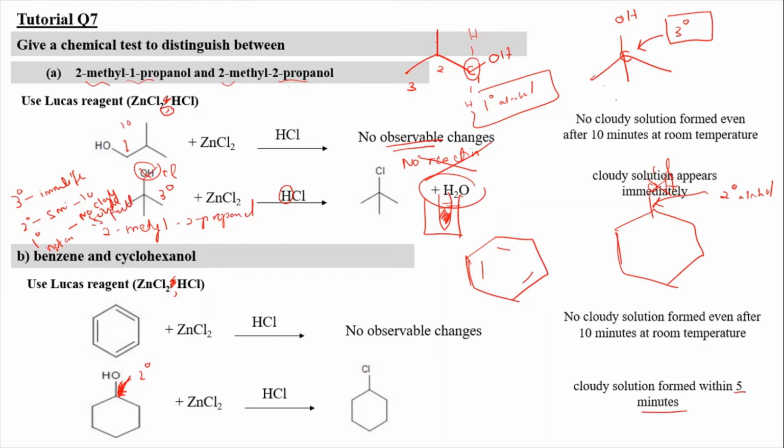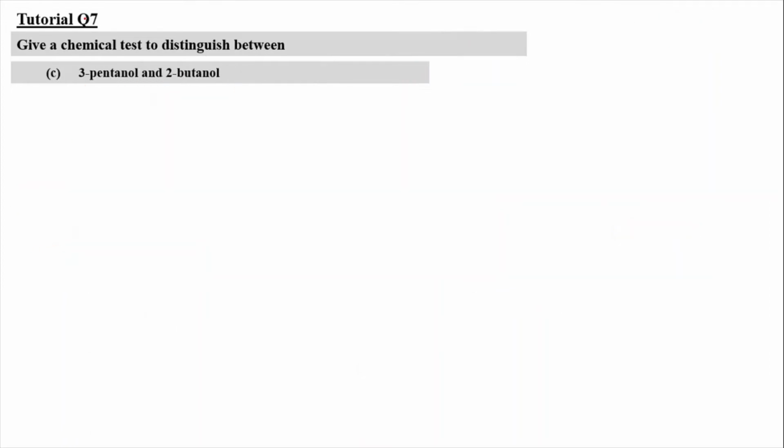Okay, now we're going to do question 7C, which is 3-pentanol and 2-butanol. So both are alcohols. In order to understand it more, let us look into the drawing first. If I were to draw 3-pentanol, I'm going to get 1, 2, 3, 4, 5 carbons, and it's going to be attached with OH at carbon number 3. For 2-butanol, I'm going to get 1, 2, 3, 4, and at carbon number 2, it's going to be attached with OH.